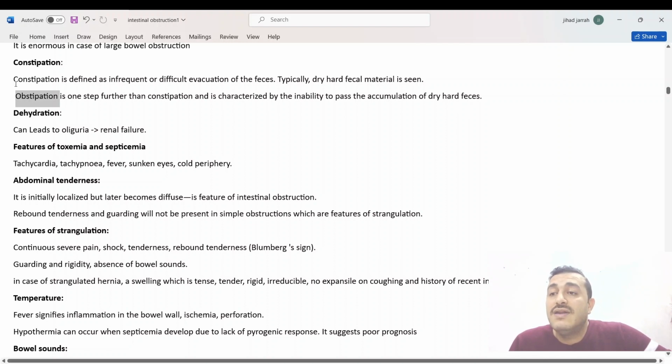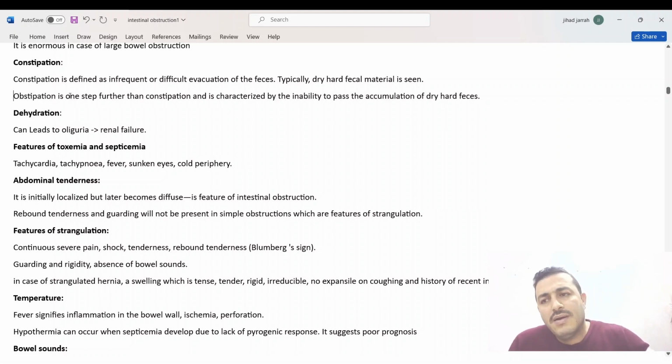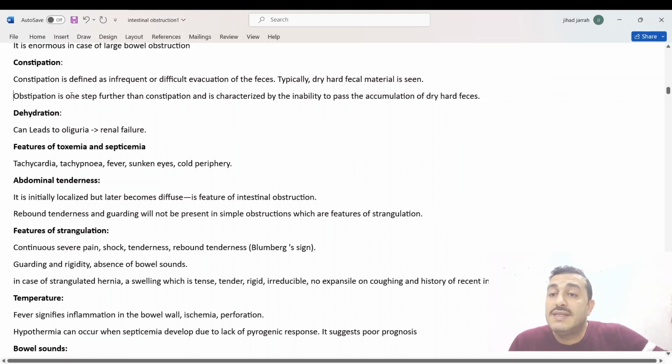So this is the difference between obstipation and constipation. The conclusion: constipation is infrequent or difficult. Infrequent, how much? Actually, it's individualized. We have to talk with the patient to know his experience of his bowel habit.